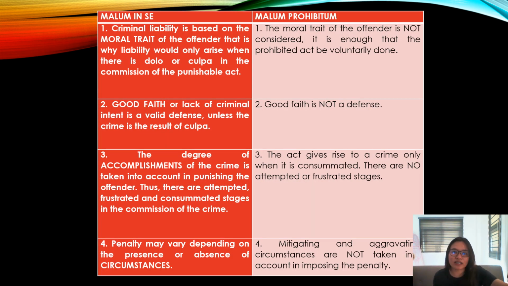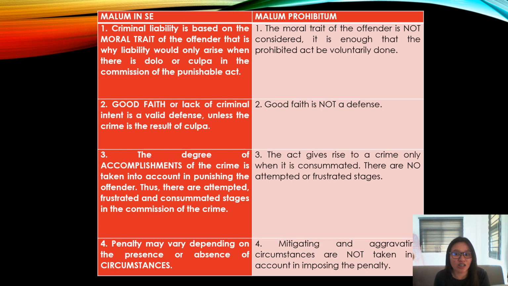Next, ayan guys. So, nakikita nyo naman kung ginanyan ko na siya. Okay, the mala in se sa kabila and then the mala prohibita naman sa kabila. So, sa mala in se muna tayo. In malum in se, criminal liability is based on the moral trait of the offender. That is why liability would only arise when there is dolo or culpa in the commission of the punishable act. In malum prohibitum naman, the moral trait of the offender is not considered. Okay? It is enough that the prohibited act will be voluntarily done. So, doon sa malum in se, yung moral trait, okay, ibinabase nila doon. Pero dito sa malum prohibitum, hindi po yan kailangan.